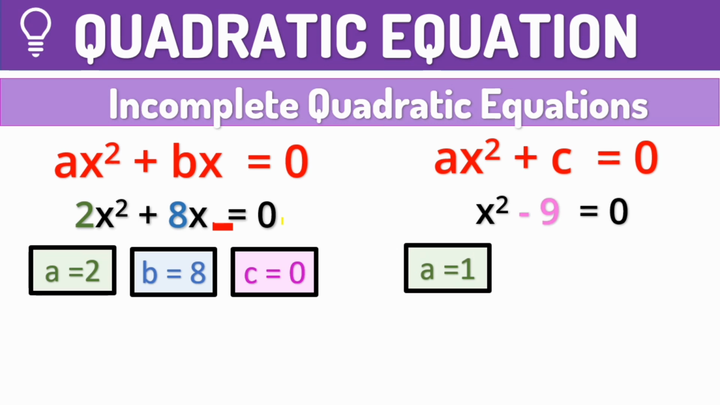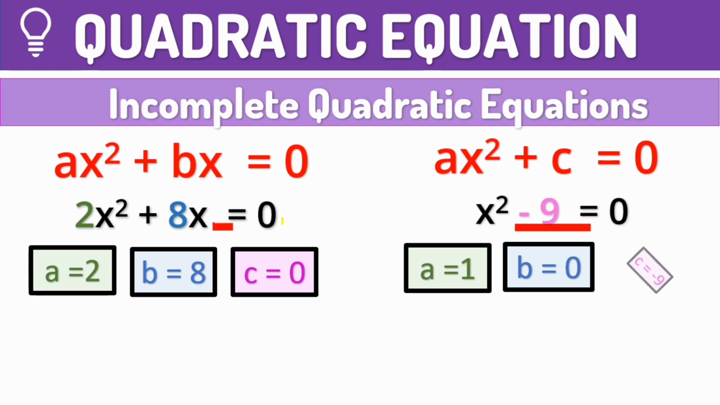If we are asked to find the values of a, b, and c, a is equal to 1. b is equal to 0 because there is no linear term here, but we only have c. c is equal to negative 9.